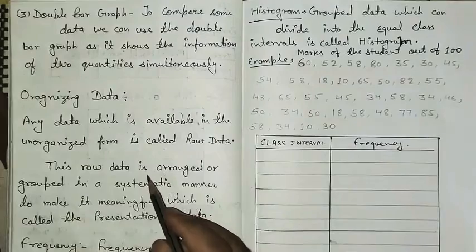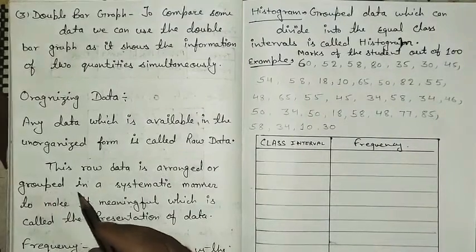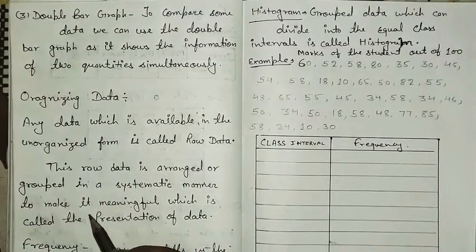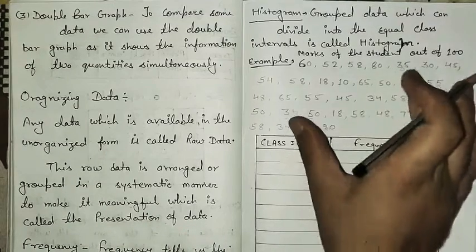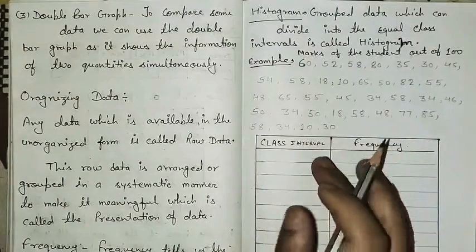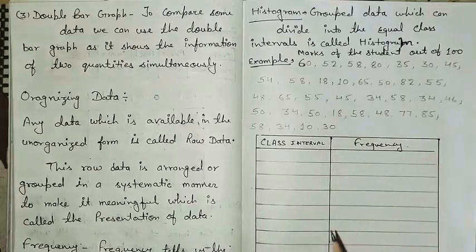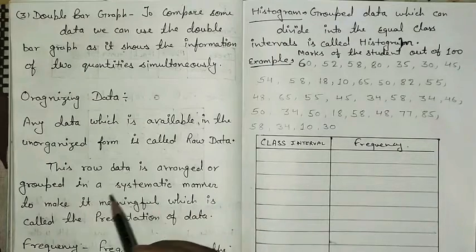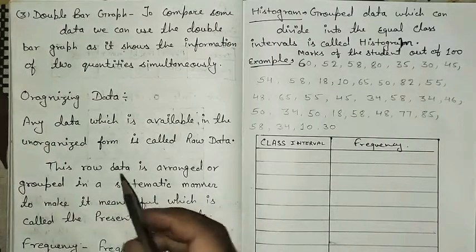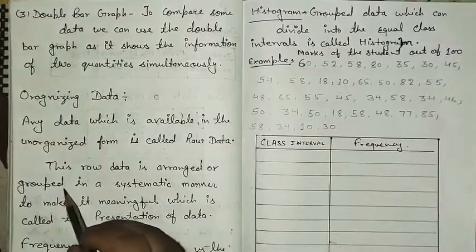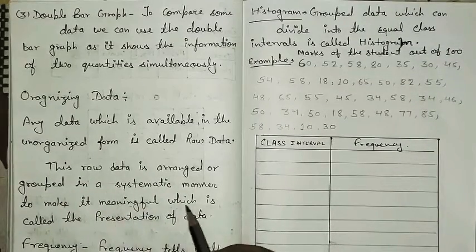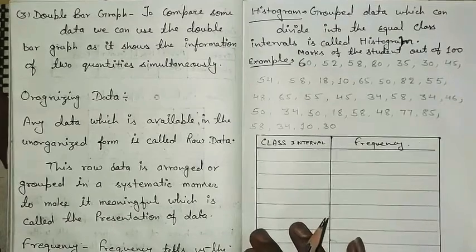This raw data is arranged or grouped in a systematic manner to make it meaningful, which is called presentation of the data. We can rearrange it. We can make some groups. Suppose we can write from 10 to 20, 20 to 30, 30 to 40, or we can write in ascending order, or in descending order. This process is called grouping of the data, which is called representation of the data.